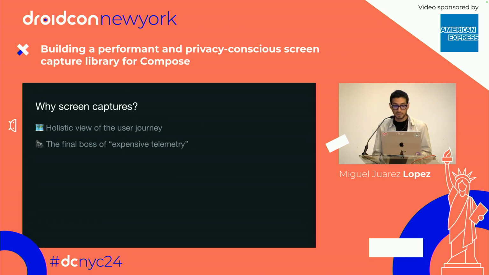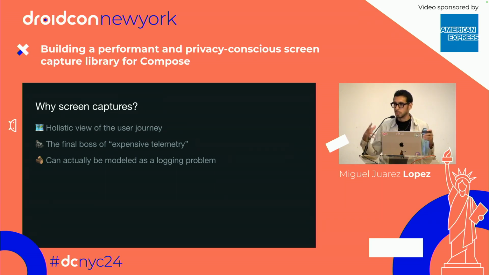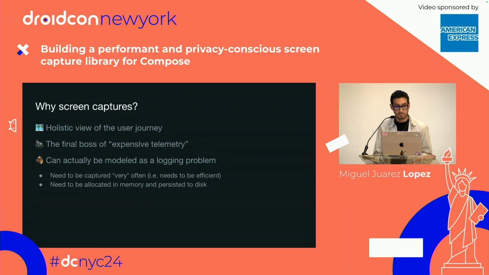It's arguably the most important part of a bug report. But at the same time, it happens to be the final boss of expensive telemetry. And again, if you look hard enough, this can also be modeled as a logging problem. In our particular case, where we want to understand what the user did, what the user journey was, it needs to be captured very often. So it has to be efficient. It needs to be allocated in memory, just like logs do. It needs to be persisted to disk, just like logs do. And then eventually be visualized somewhere, right? You probably don't want to tap into someone's device as they're experiencing the problem. You want to see it remotely.